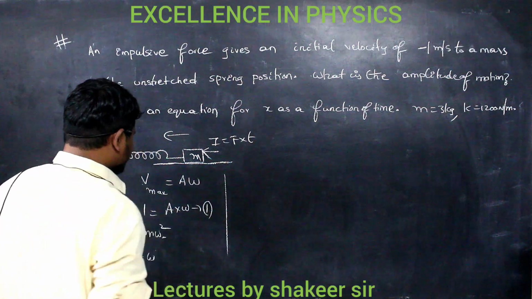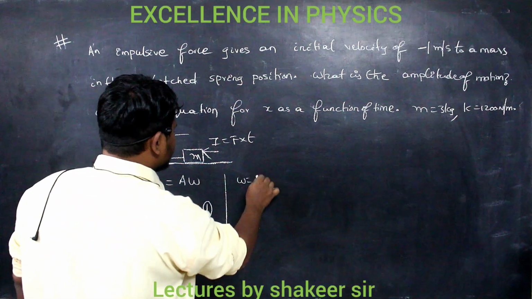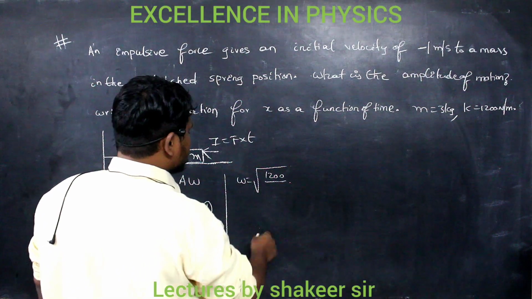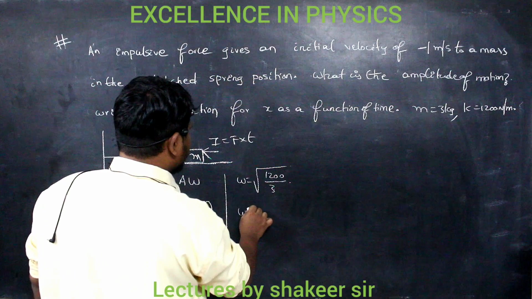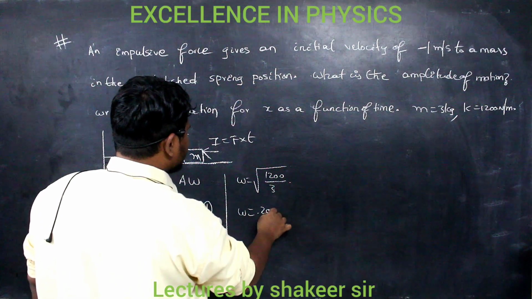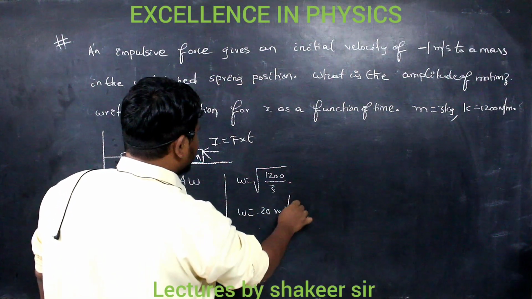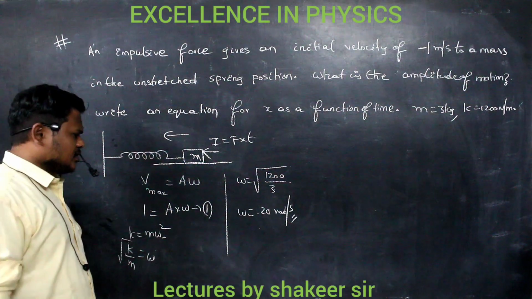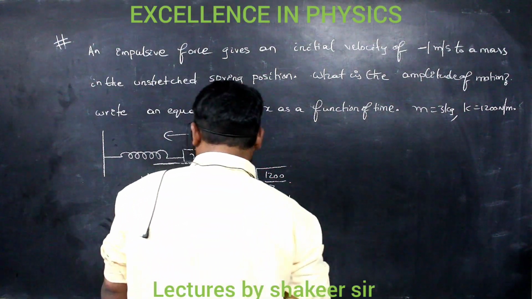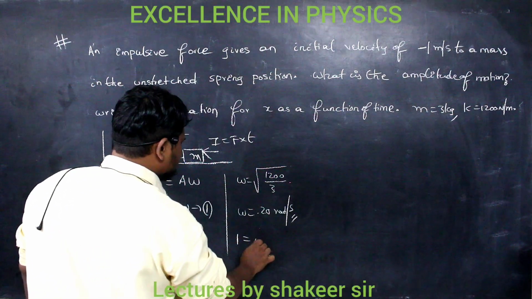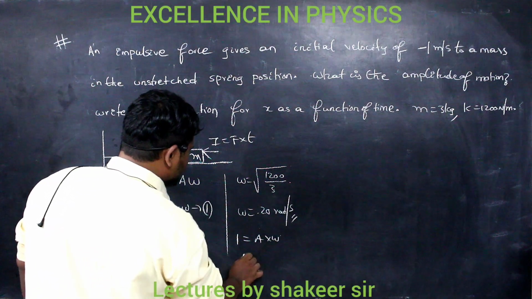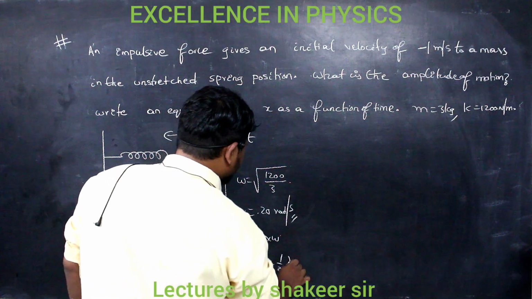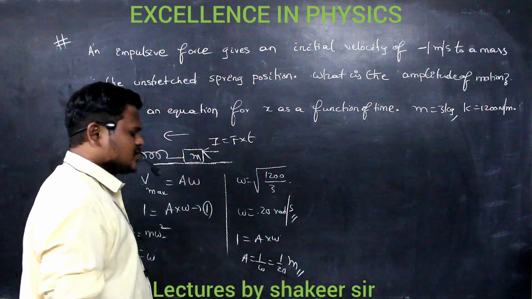So omega is equal to root of K by m. If I substitute these values, omega is equal to square root of K, which is 1200, and mass is 3. So omega is equal to root 400, which is 20 radians per second. So this is the angular frequency which I got. Now substitute in equation number 1. 1 is equal to A into omega. So A is equal to 1 by omega. So 1 by 20 meters, that is the amplitude of oscillation.